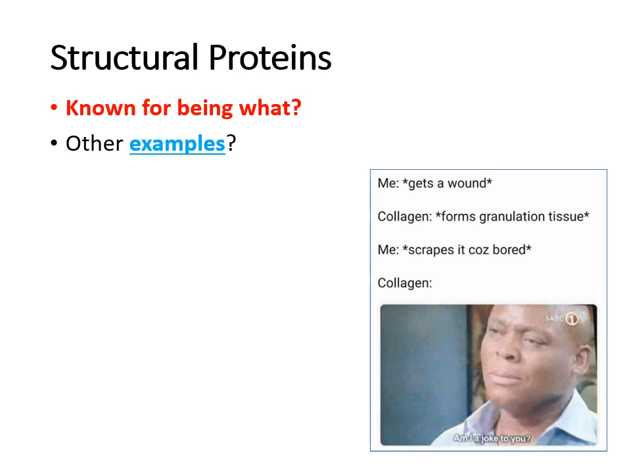You then have structural proteins, and I want you to circle, star, highlight that these are known for being the most abundant proteins in the body. And the reason why they're the most abundant proteins in the body is specifically because of collagen being so incredibly robust and abundant. And collagen is the primary component of connective tissues. It's basically what gives strength to your tendons, your cartilage, your bones, your teeth.